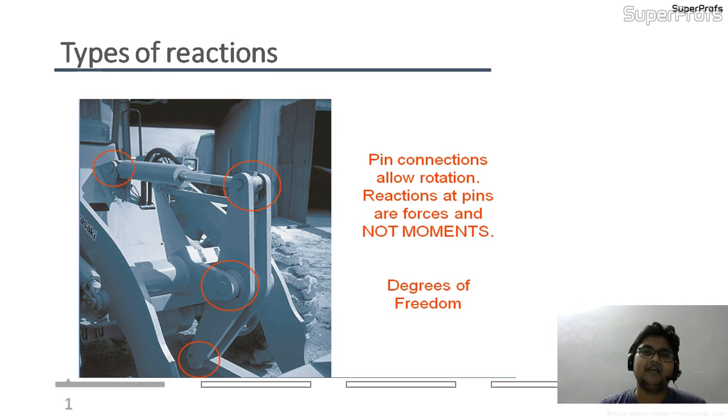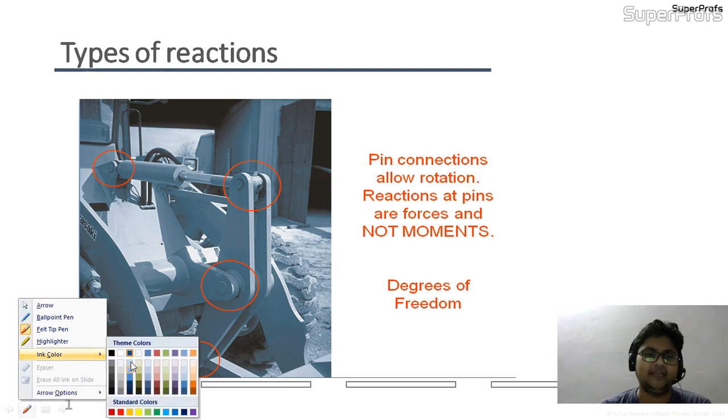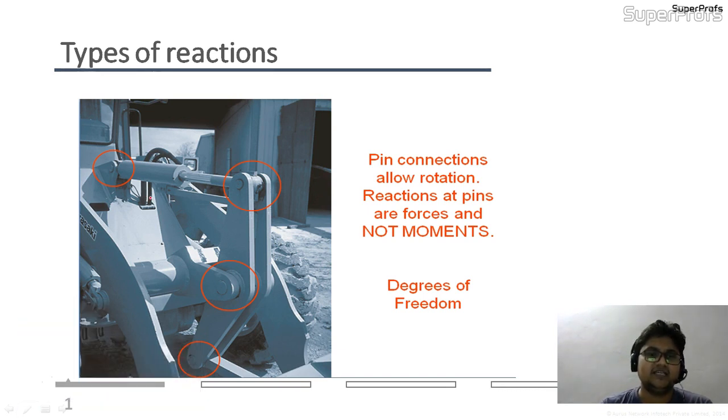So coming on to my next part, as I told you, I will be showing a picture where you will be able to see what these supports which I have taught you, like pinned support, actually are. I have marked certain points. The first marked circle you can see in the picture is this one. See, this is the pin. This is the pin which is fitted inside.